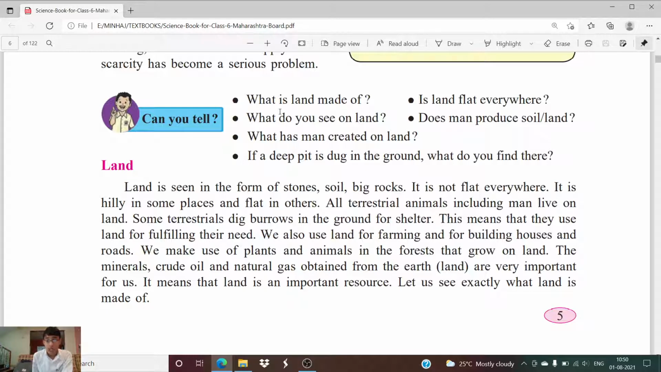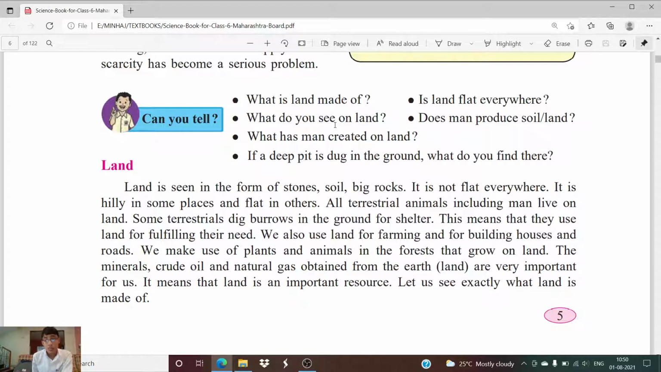So this is land, but this land is not flat everywhere. Is land flat everywhere? No, land is not flat everywhere. Now, what do we see on land? We see houses on land, there are plants, mountains, and other animals. We human beings all live on land.